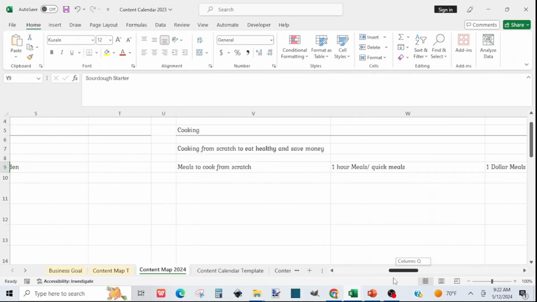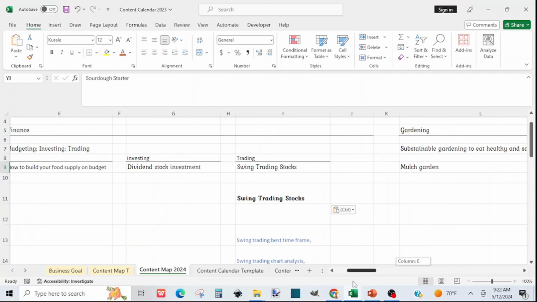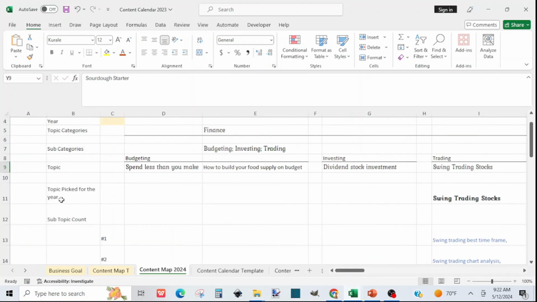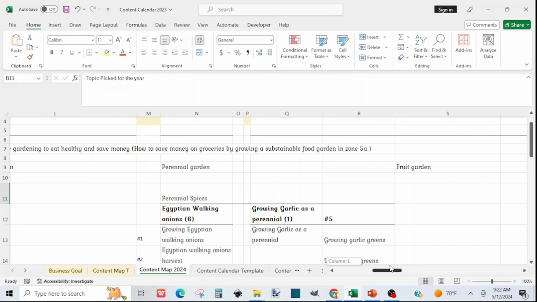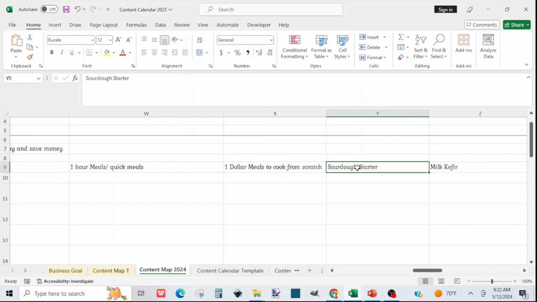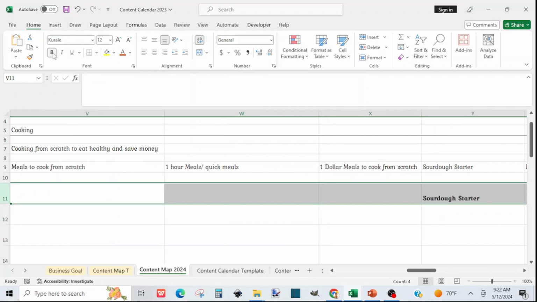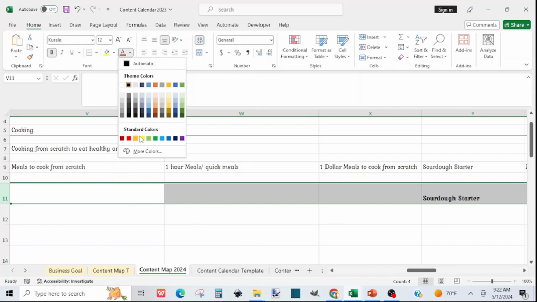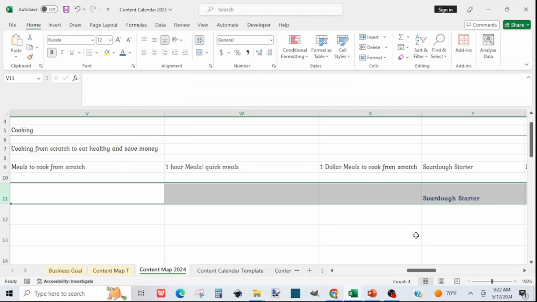So if we go back to topic picked for the year, that's row 11, we'll choose sourdough starter. Okay. And this row 11, we can make it bold or even change the color.